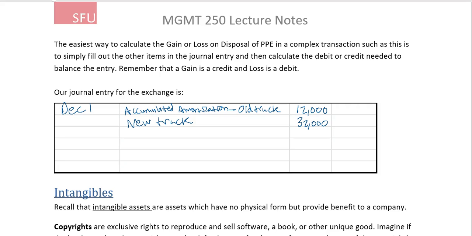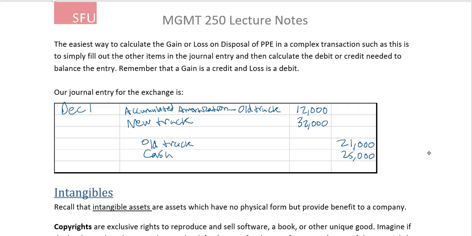Now I'm going to leave a line because I'm not sure if we're going to have a gain or loss. So this one here could be either a debit or credit. So we'll leave that line and we'll come back to it. Let's take the old truck off our books. We've taken the amortization off already. The old truck recorded at historical cost on our balance sheet is $21,000, coming right off the books. And then we also gave up cash, right? That's another thing that has to come off our books. And we paid 25 grand.